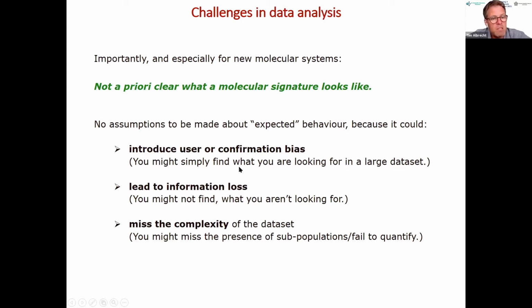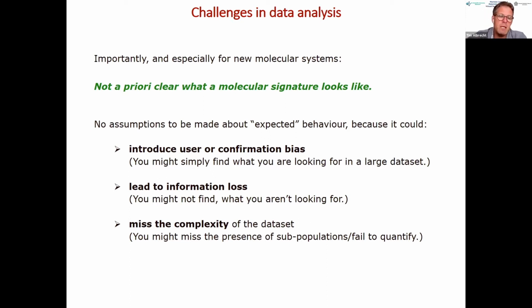Now, what that means from an analysis point of view, especially when molecules are new molecular systems, is that we don't want to make any assumptions at the beginning of the analysis of what a molecular signature looks like, because otherwise we may introduce user or confirmation bias. Let's say we assume that there should be a plateau shape, so we'll find a plateau shape in a large data set that has significant variance. So we're just finding what we're looking for.